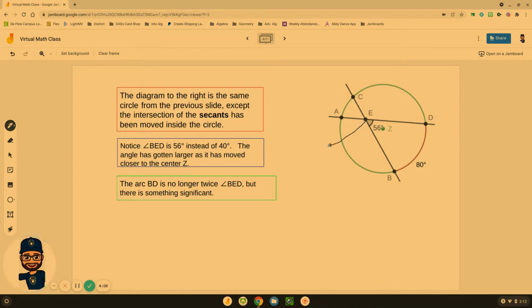The important part here is the intersection. They intersect inside the circle.